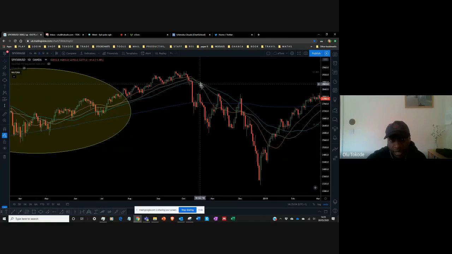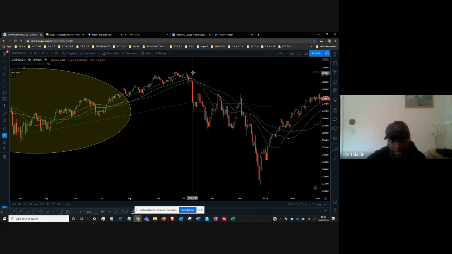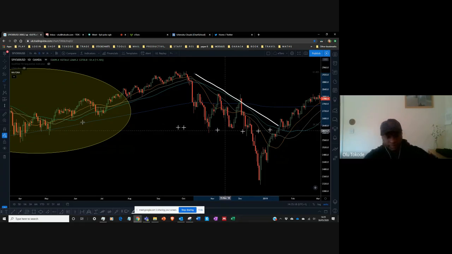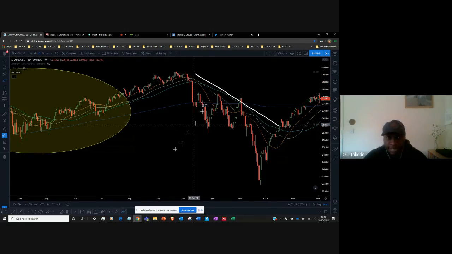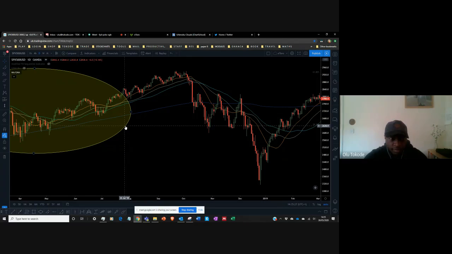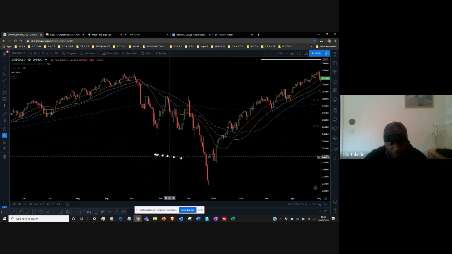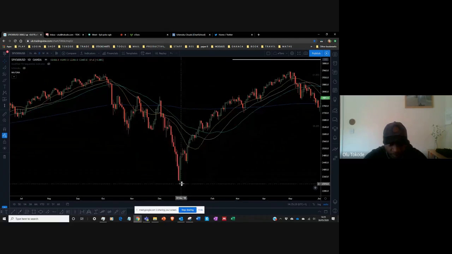Like, these three are well spaced out. This is a trend. So you have a trend. This is a trend here. That's a trend. So use it to identify trends. So we remove that. Remove this. And then when we got to the bottom, this is the bottom.